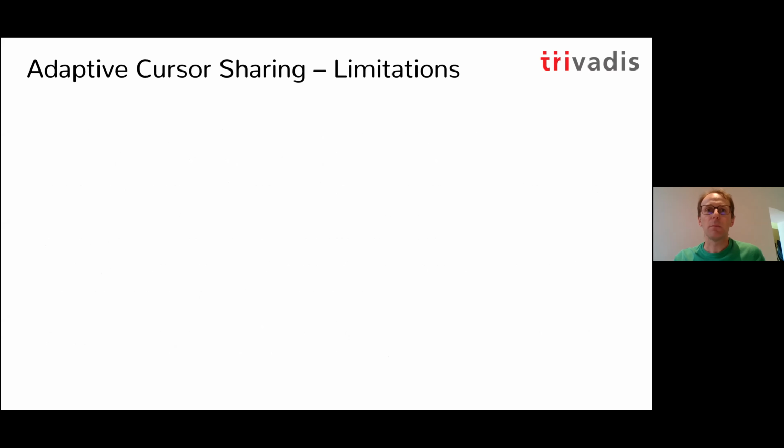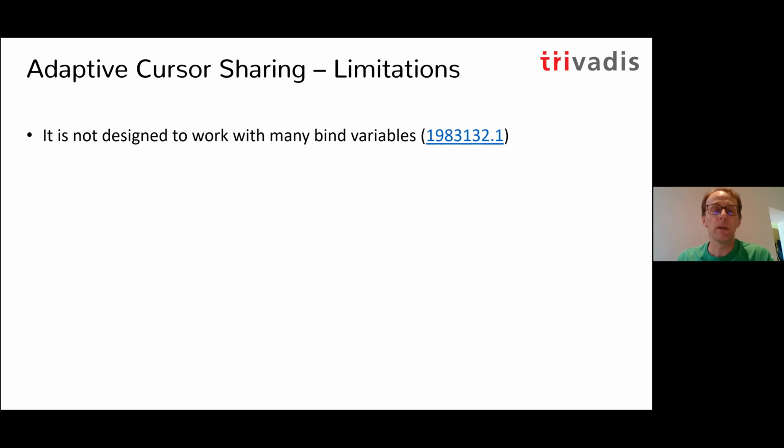Just a few limitations about adaptive cursor sharing. Be very careful that if you have many binds, it doesn't work. What does many mean? There are two kinds of limits. There is a hard limit at 14 binds, but for some queries also 8 is used. I cannot be more precise, but 14 is in any case the current limit. Again, here I link to a MOS note that provides these limits.